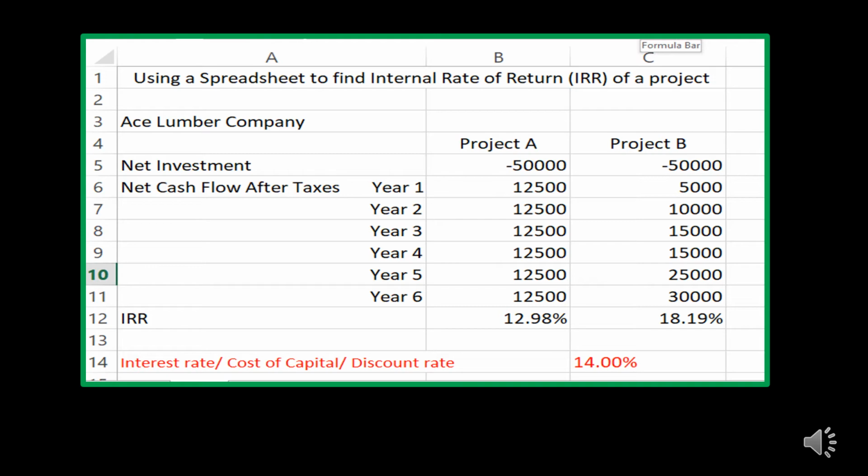Now that we know how to solve IRR using the present value of an annuity factor table or using Excel, what is the use of IRR? What is its relevance in decision making?